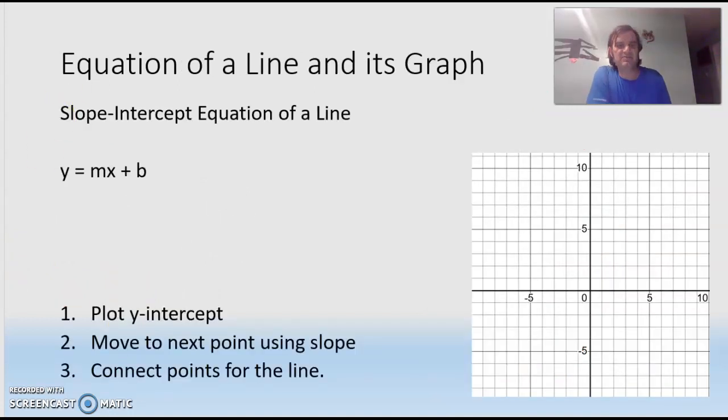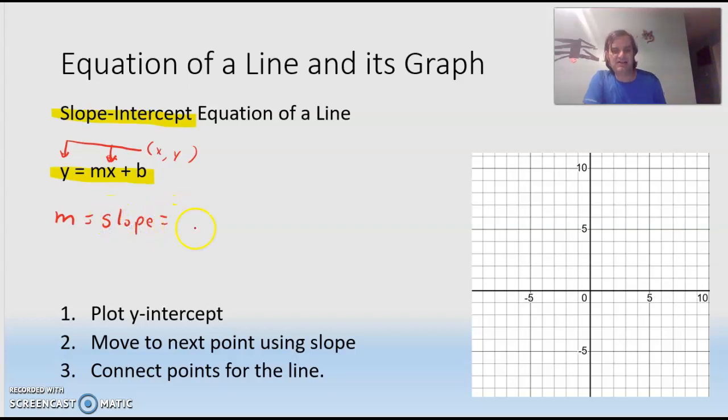Let's break this down. To know you have a straight line, you should be able to put it in the y-intercept form of a line. That is y equals mx plus b, where the x and the y is a series of xy points. The m here is what we call a rate or a slope. Usually you can write it as a fraction, and it will be a change in y direction over a change in x direction.